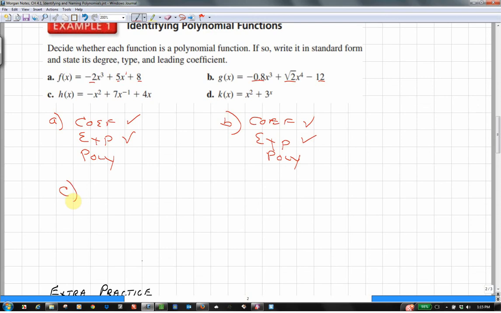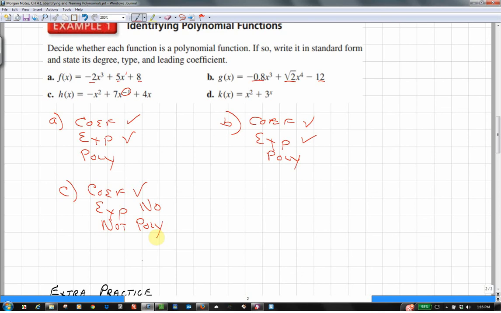Let's go to C. Okay, so let's look at the coefficients. I have a negative 1. That's good. I have a 7. That's okay. And I have a 4. So the coefficients pass. Let's look at the exponents. The first one has a square. That's good. Oh, the second one has a negative 1. No negatives. So no, this is not a polynomial.